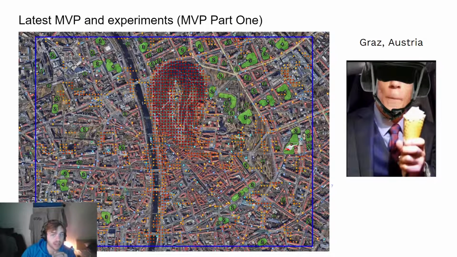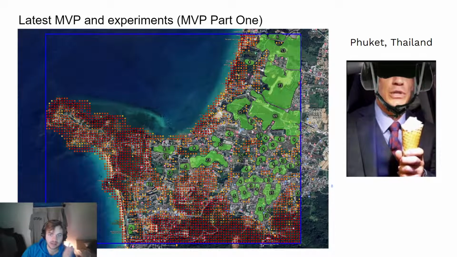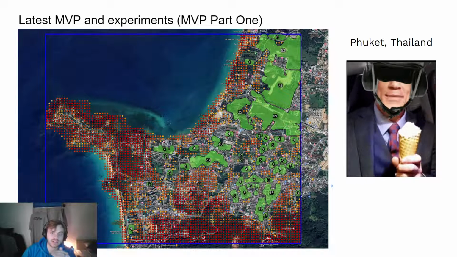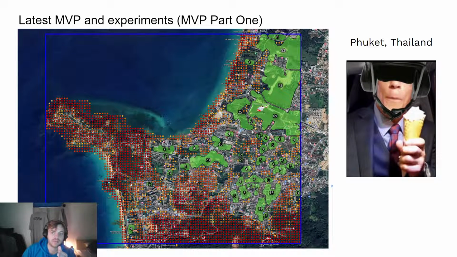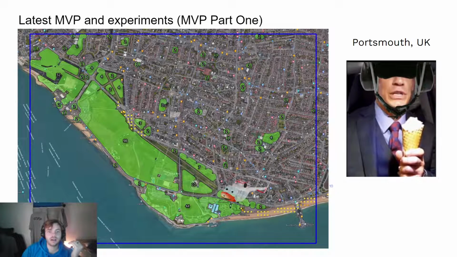But the idea behind this one is it shows you can land anywhere. Thailand, we just grabbed a random part in Thailand, and this is it. There's places you can land. There's a little helicopter landing. We've got Istanbul, Portsmouth.